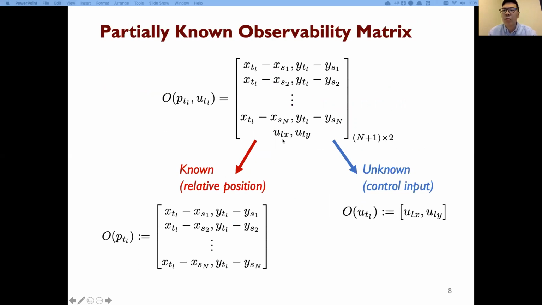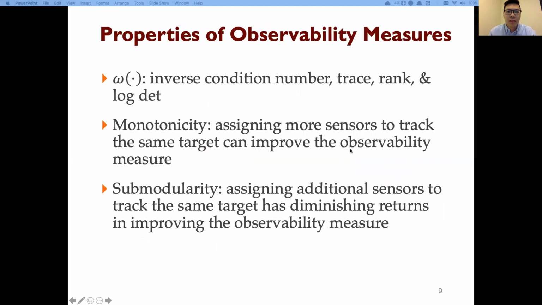and the target control input. The relative position is known to the sensors, since each sensor can estimate the target position by EKF. So another part is the control input of the target, which is unknown to sensors. For this observability matrix, there are some measures on it, such as inverse condition number, the trace, rank, and log determinant. So for these observability measures, we care about two major properties.